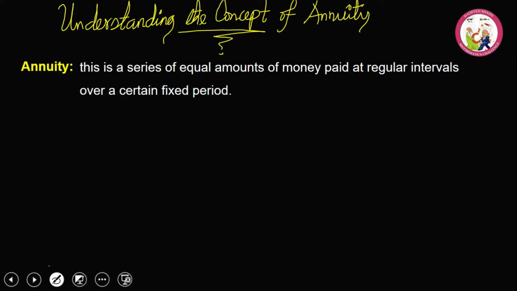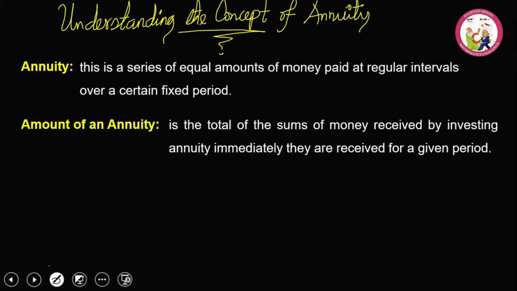Annuity is a series of equal amounts of money paid at regular intervals over a certain fixed period. So once you receive an amount of money from an organization or from an investment over a given period of time constantly, and in fact the money is usually paid annually. At the end of a particular year you get a particular amount of money, and then the second year you get the same amount of money, the third year, the fourth year, for a given period of time. Such amount is referred to as annuity.